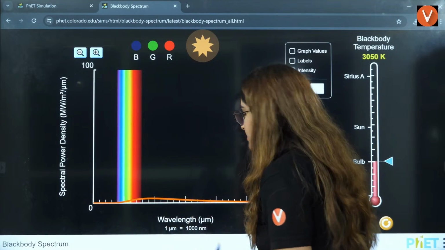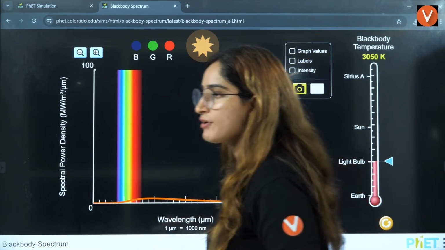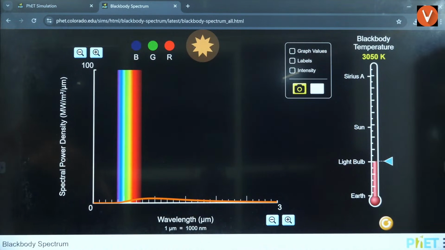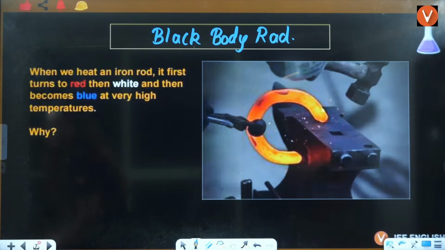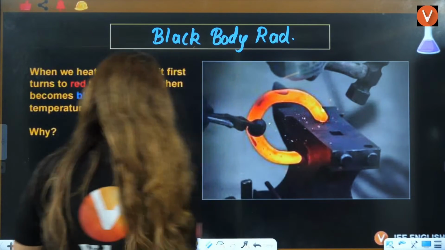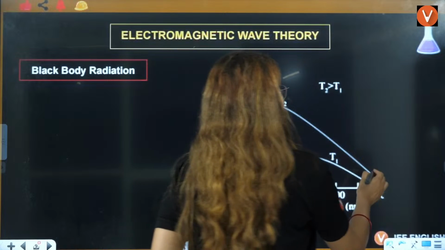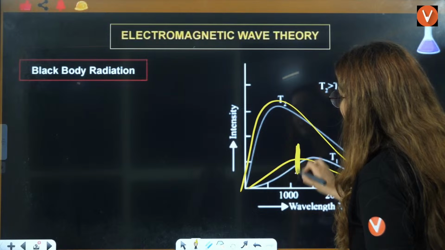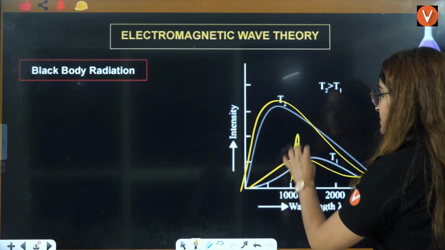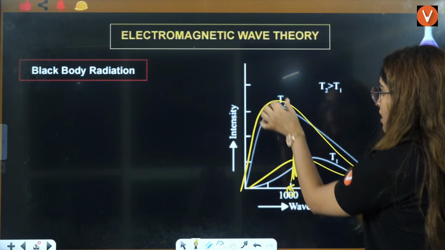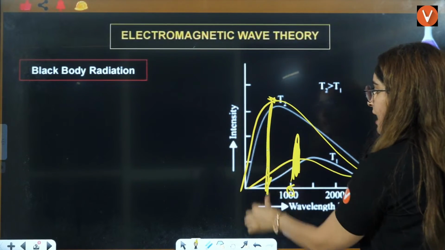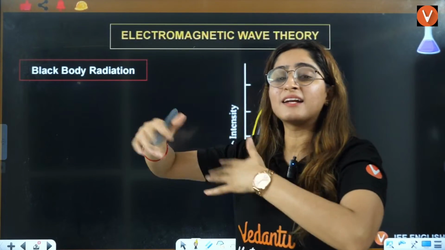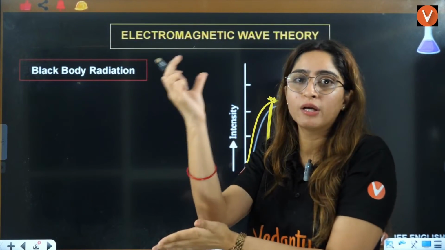Can you see? It is a graph like this, guys. Let me just draw the graph for you. This is the graph that you will see. And you have to focus that this is the maximum. Maximum intensity is at this lambda. That means the maximum radiation that it is giving is in this particular region, right?